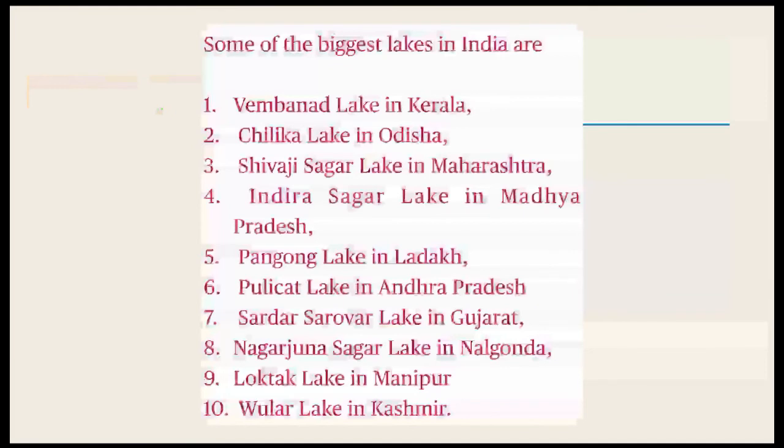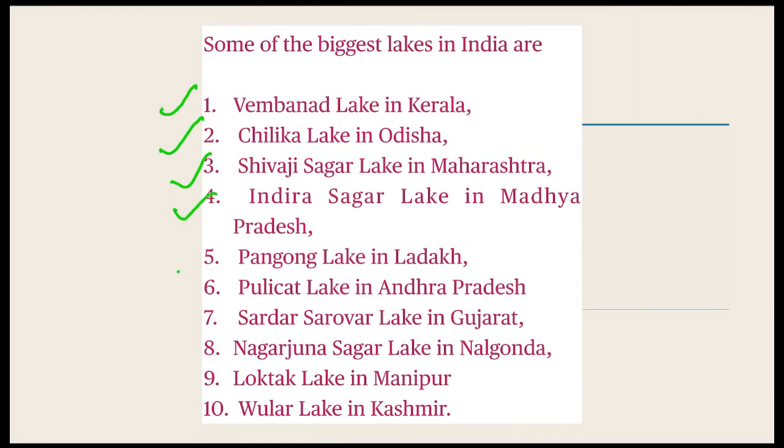Then we come to lakes. There are various lakes in India. Here you can find some of the biggest lakes in India. Vembanad Lake in Kerala, Chilka Lake in Orissa, Shivaji Sagar Lake in Maharashtra, Indira Sagar Lake in Madhya Pradesh, Pangong Lake in Ladakh, Pulicat Lake in Andhra Pradesh, Sardar Sarovar Lake in Gujarat, Nagarjuna Sagar Lake in Nalgonda, Loktak Lake in Manipur, Wular Lake in Kashmir. These are some of the biggest lakes in India.